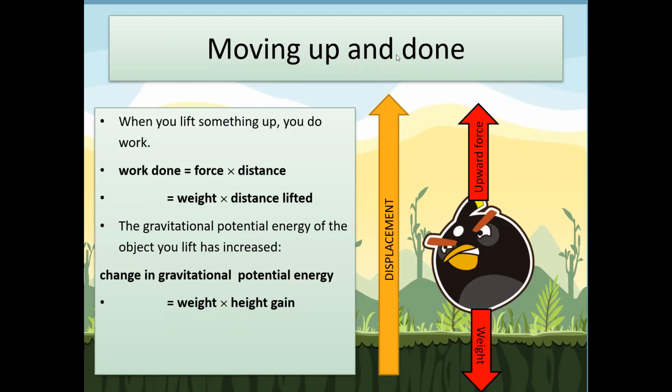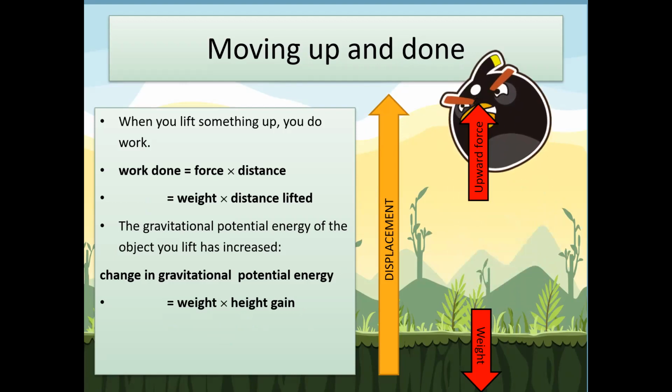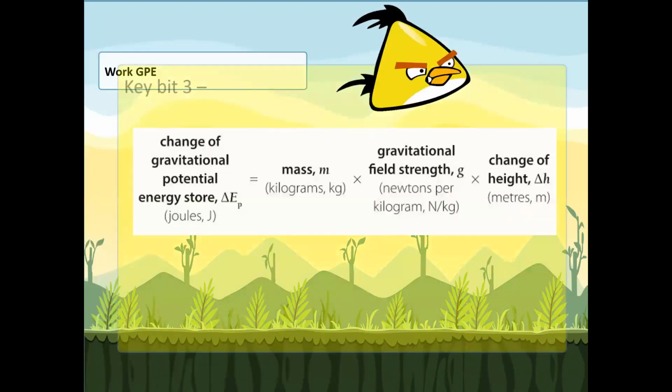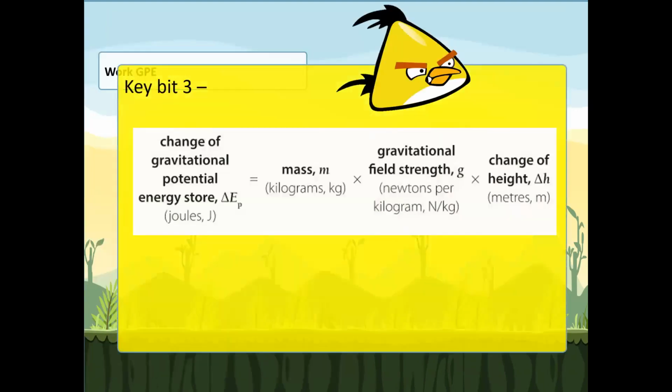So when you move something up and down, remember you gain or lose GPE. When you move something up and down, you gain or you lose GPE. Right, it's moving up, you gain GPE. So this is the formula that you should remember: mass times gravity, or gravitational field strength, times height. So we can put that in the formula triangle, and this is how it's going to be. And just do that to make things easier.